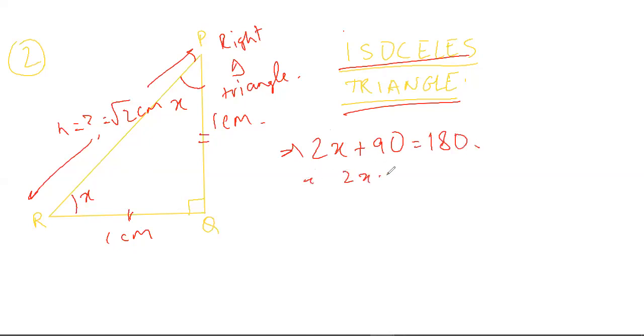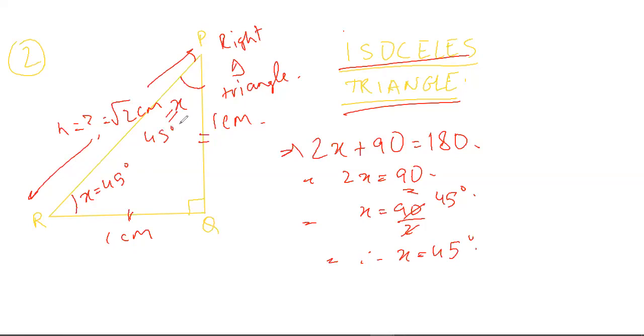So 2x will be equal to 90. How? Because 90 went to the other side and became minus 90. So 180 minus 90 will be 90. So x will be equal to 90 upon 2, which will be equal to 45 degrees. So therefore x is equal to 45 degrees. This will also be equal to 45 degrees. X also will be 45 degrees. So therefore our magic triangle is complete.